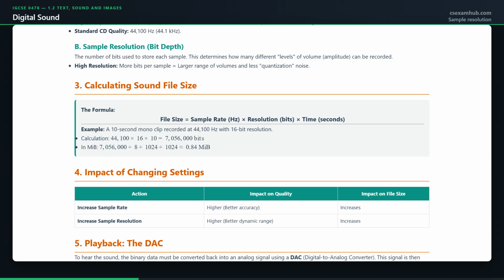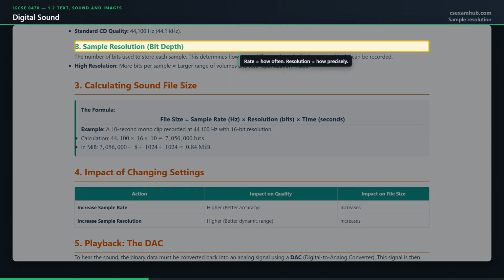65,536 possible amplitude values. A higher resolution means each measurement can be recorded more precisely, so quiet detail survives and the sound is more accurate. A lower resolution means each measurement is rounded to a coarser value, which introduces distortion.